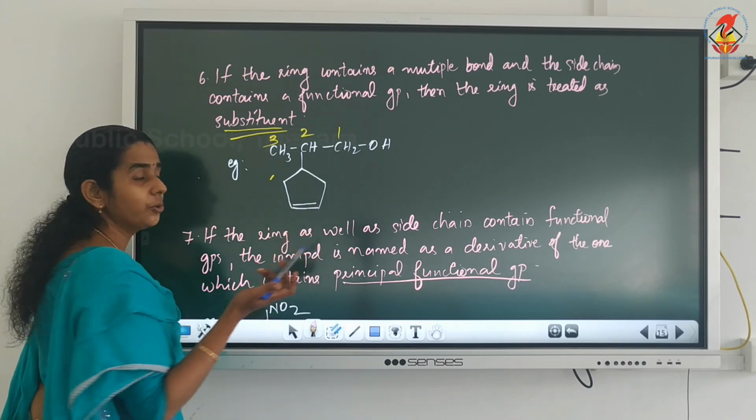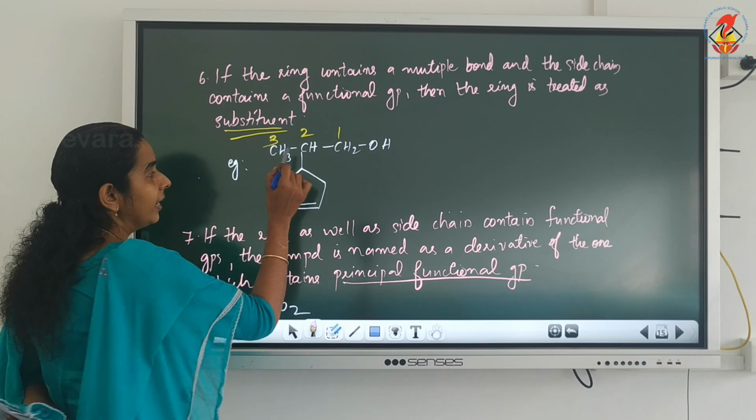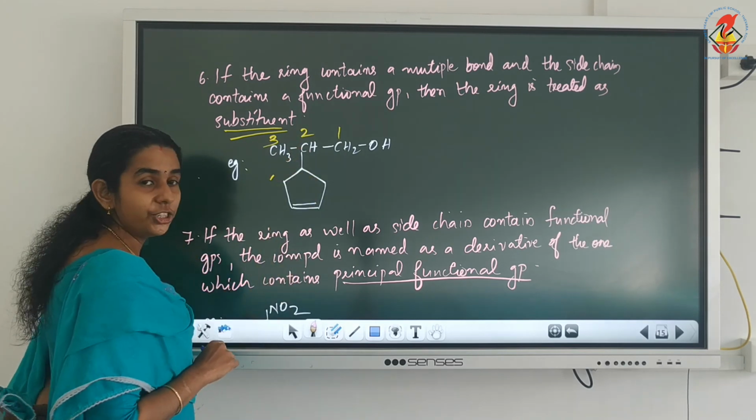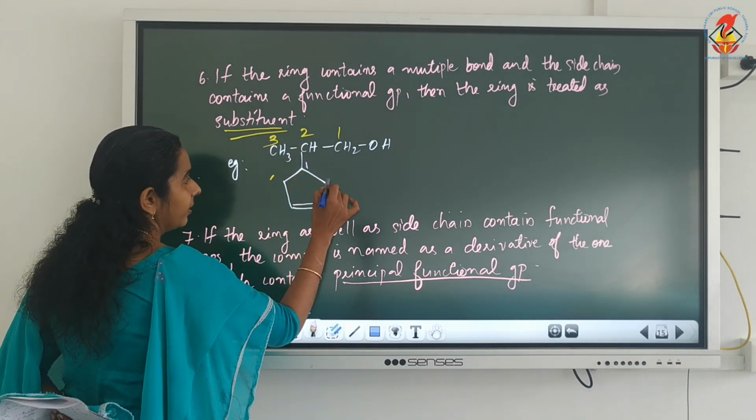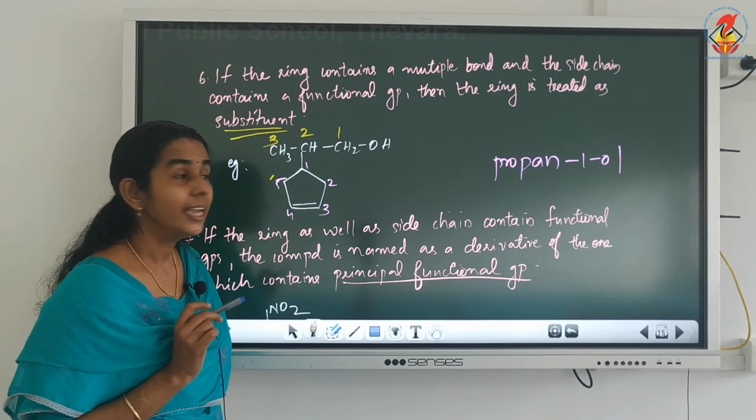When there is a branch or functional group or anything in the branch, the carbon which is attached to the parent chain should be considered as number 1, 2, 3, 4, 5. So how should we name it? This is our parent chain. Parent chain containing 3 carbons means prop. They are singly bonded, so propan-1-ol. Now on the second carbon there is a substituent, so that we have to represent only as a prefix.